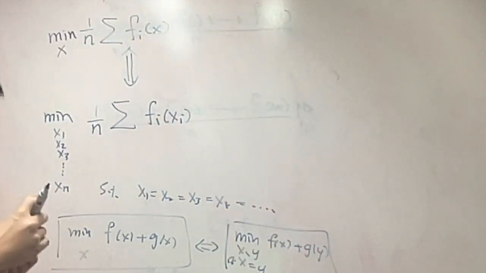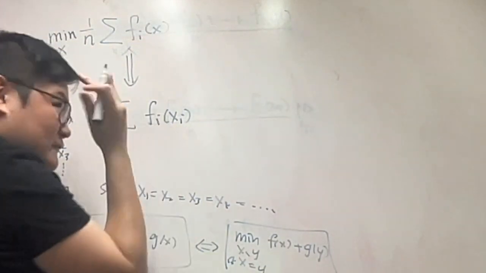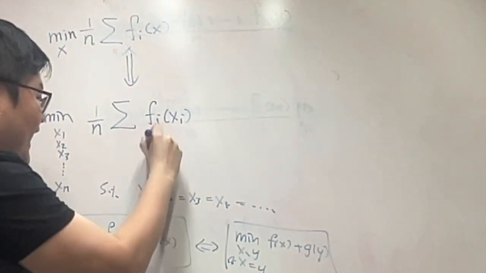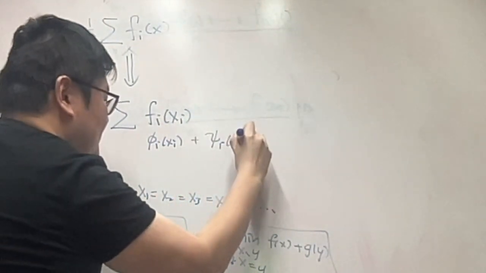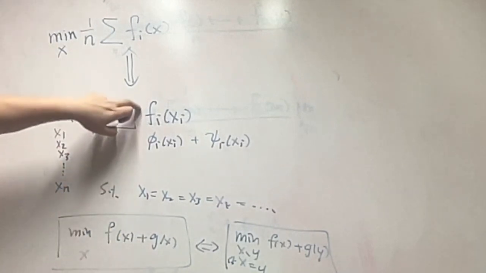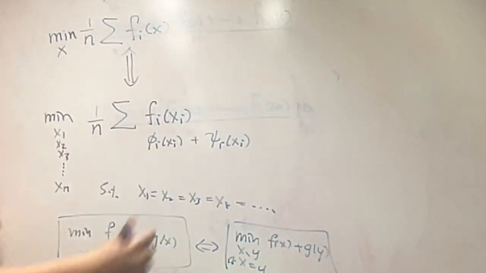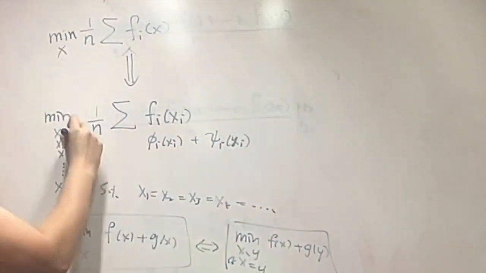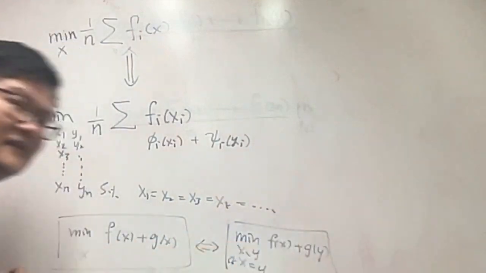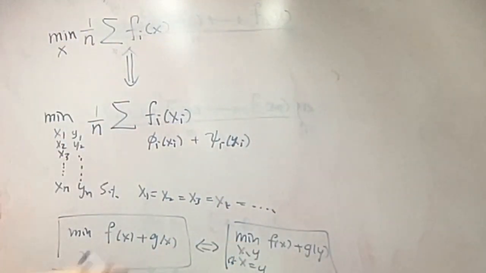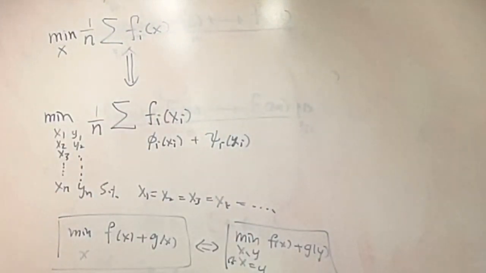It's possible that each of the f_i can be written as, let's say, phi_i(x) plus psi_i(x). In some cases my f_i may be very complicated, so I split them into two parts. Then you replace this by y, and then you have another y1, y2, up to yn, and you have another line. You can always do this. Or you can say this one is still too complicated, so I keep splitting it. This is like divide and conquer.